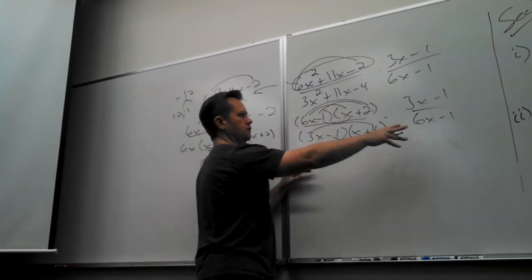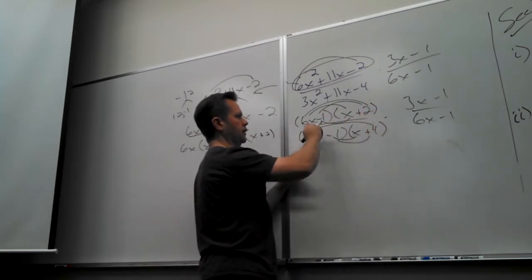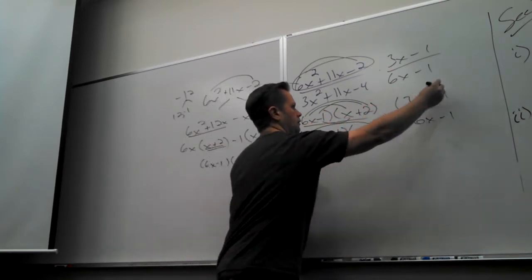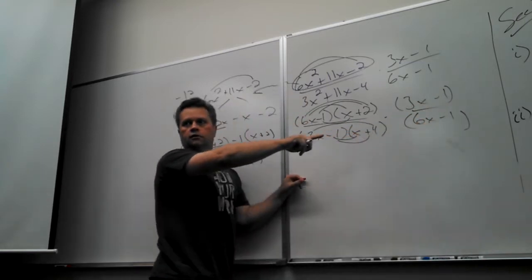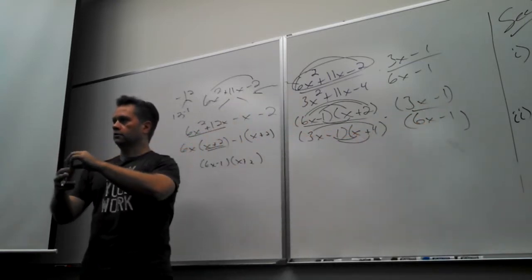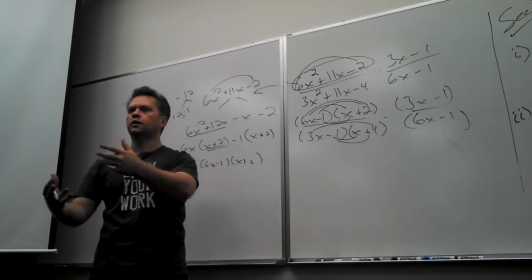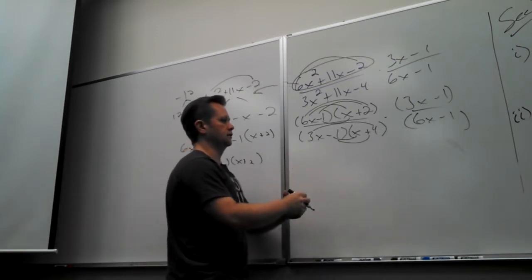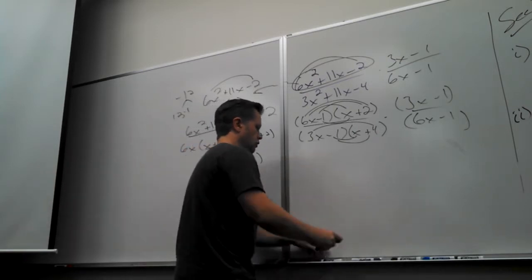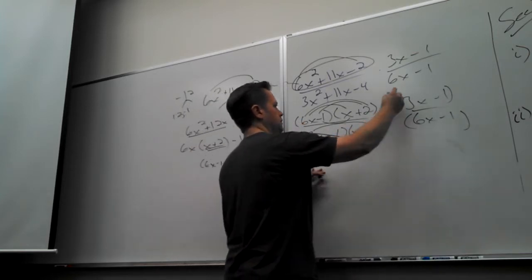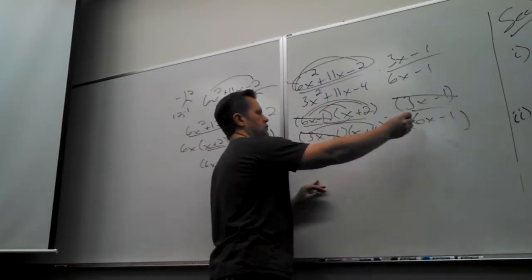So what happens now? What can I do? Is everything factored? Yes, everything's factored. So now division can come in and kill something, because it is the opposite of multiplication. So what dies? 3x minus 1. Good. The 3x minus 1s die.